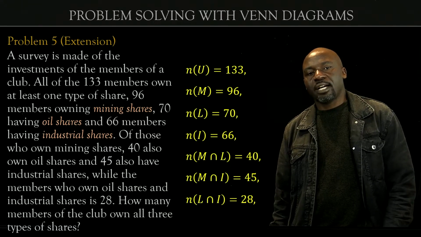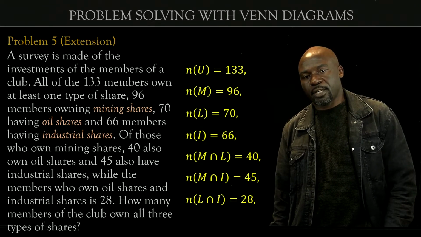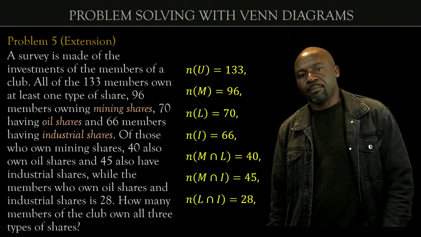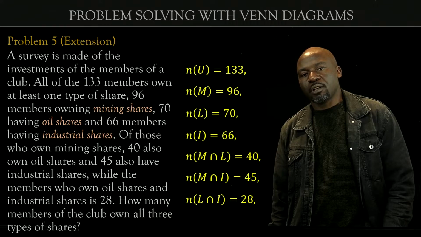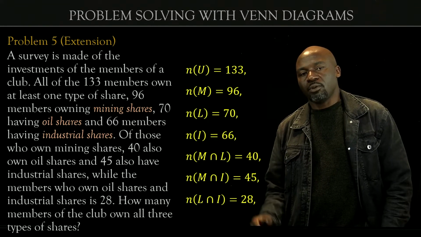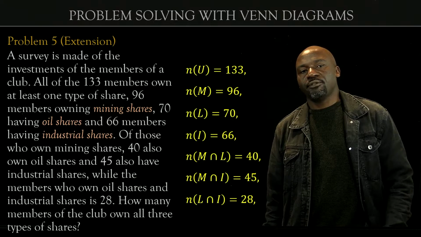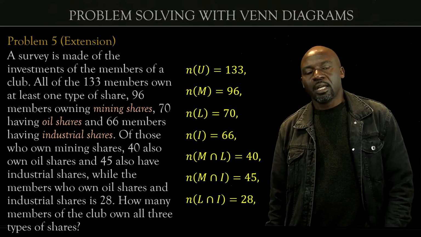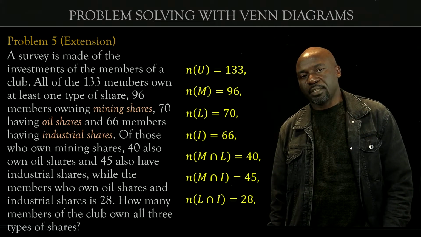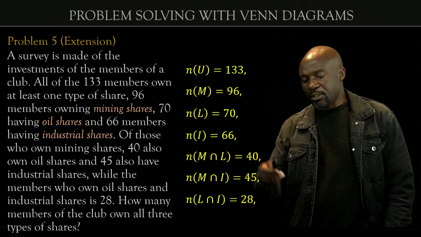So we need to have that information before we proceed. The question is, how many members of the club own all three types of shares? You can't answer this question until you've drawn the necessary Venn diagram, and then you work out accordingly. So here, let's go. I'm going to transfer this on the next slide.